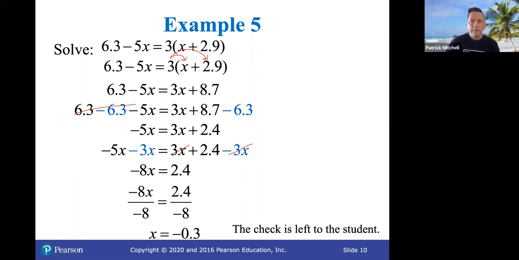And again, please do try to get in the habit of checking all of these. Check them in the original equation, all right? The reason for that is, I could have made a mistake going from this step to this step. If I check it in any later version of the equation and my mistake happened before that, it's not going to catch the mistake.